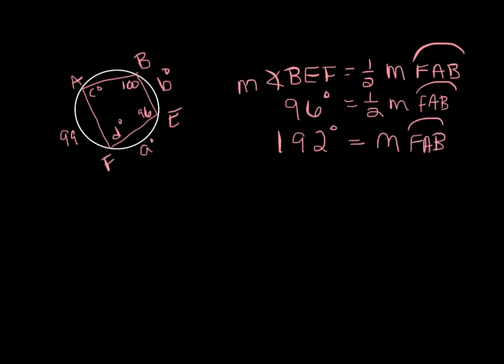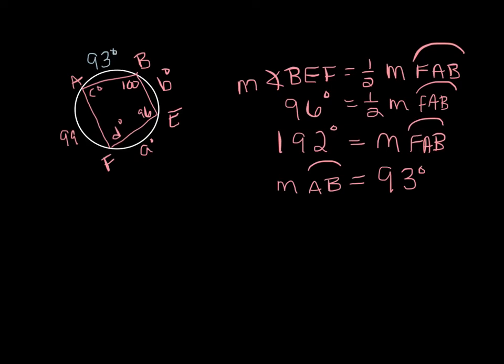FAB. But we already know that arc AF is equal to 99 degrees. So to find the measure of arc AB, just like we did in the first video, we can add the arcs together. This time we're going to subtract. So when we subtract, we find that the measure of arc AB is 93 degrees. So I'm going to fill that in on our circle.